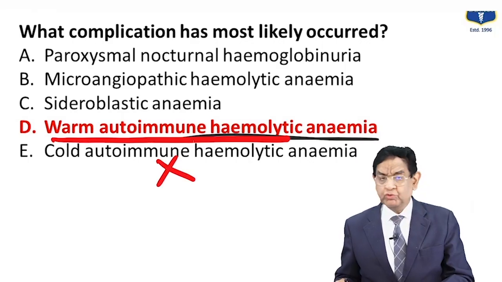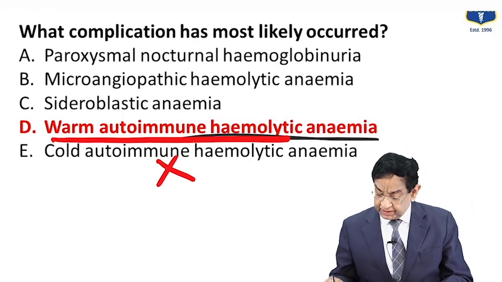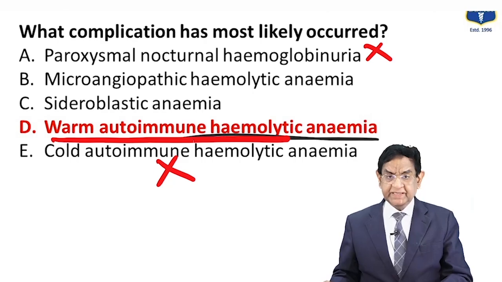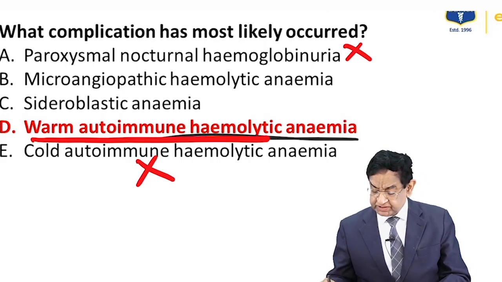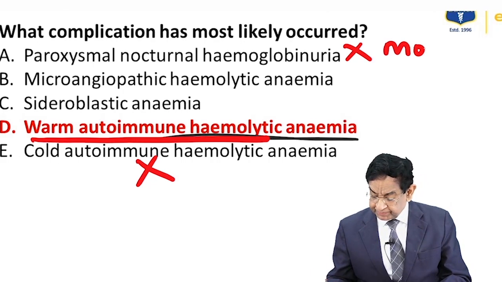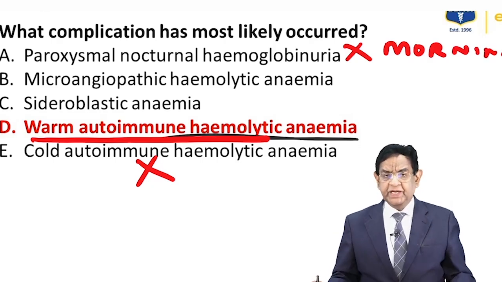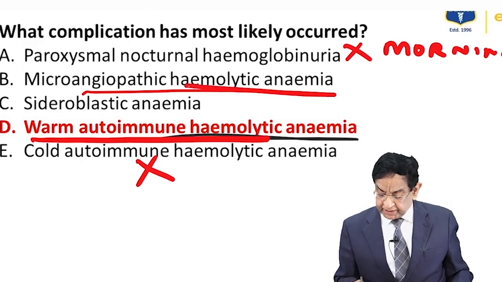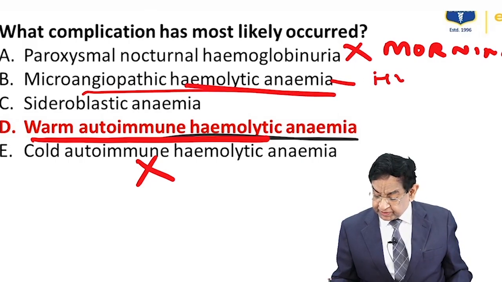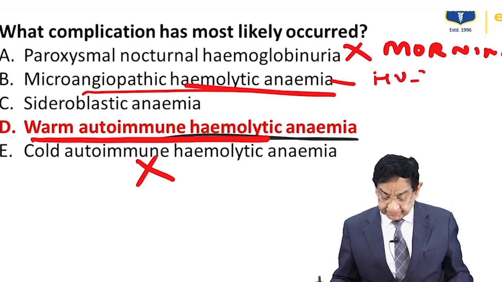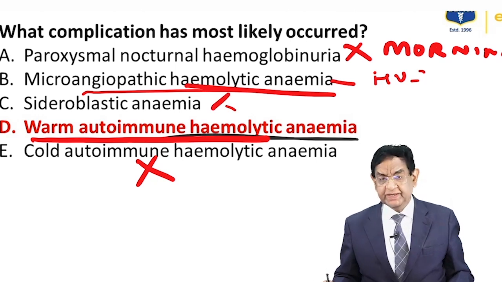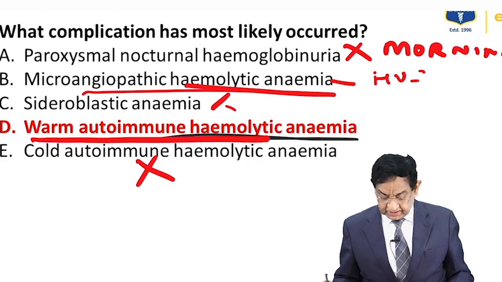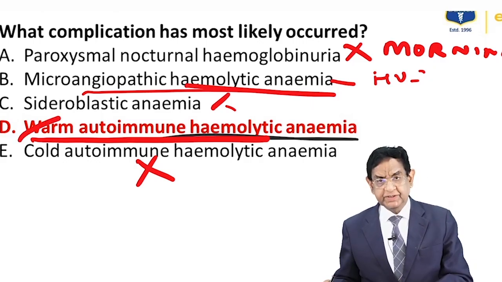It doesn't lead to cold autoantibodies, no. It's not a case of PNH. In PNH, the first morning urine sample is black, while the whole day urine is clear. Microangiopathic hemolytic anemia we see in conditions like HUS, not in CLL. Sideroblastic anemia is not a feature. So definitely the answer is warm autoantibodies.